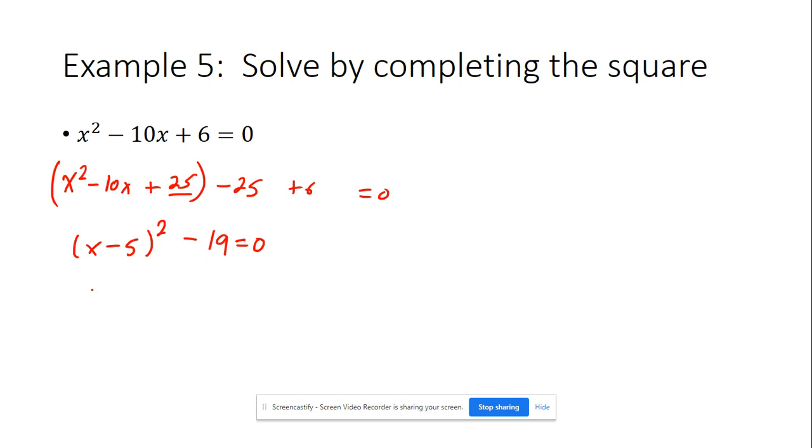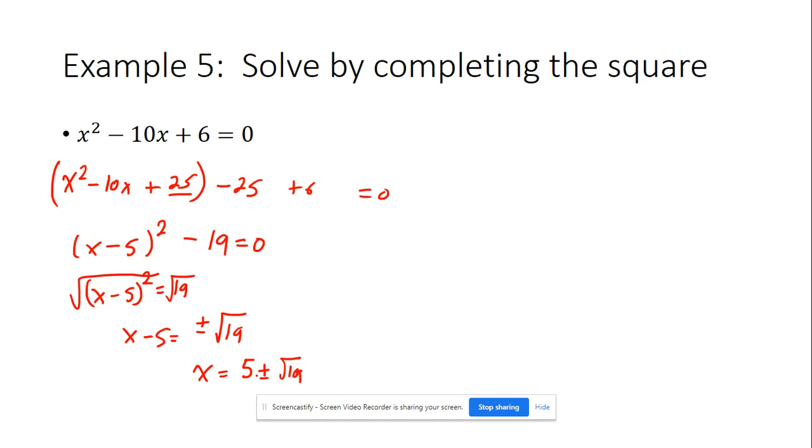I'm going to add a 19 to both sides. I'm going to square root both sides. X minus 5 equals plus or minus root 19. That means x equals 5 plus or minus root 19. I could have put the plus or minus root 19 plus 5, but it doesn't matter. Same thing, right? So it means x1 is 5 plus root 19, and x2 is 5 minus root 19. All right.